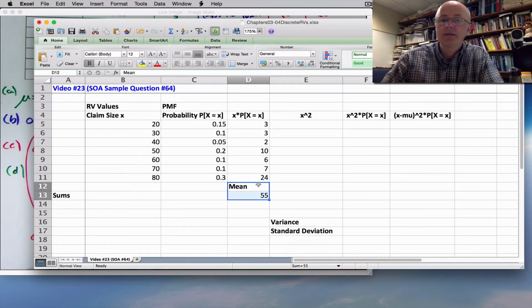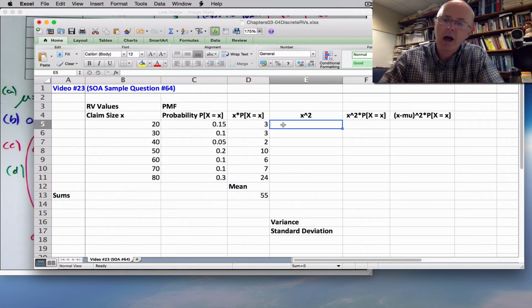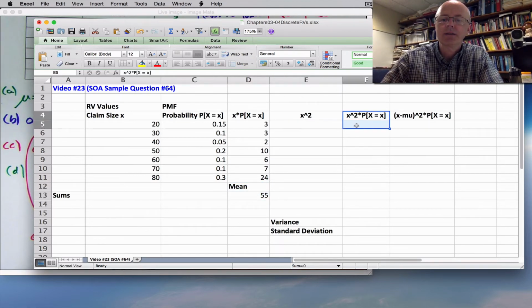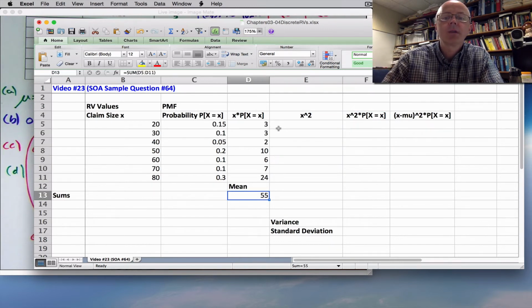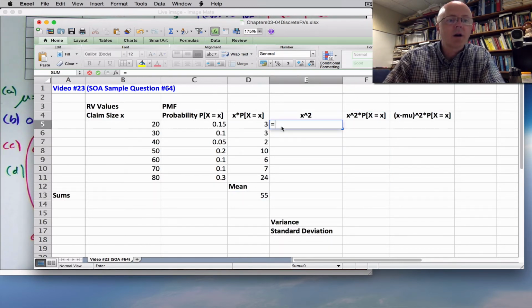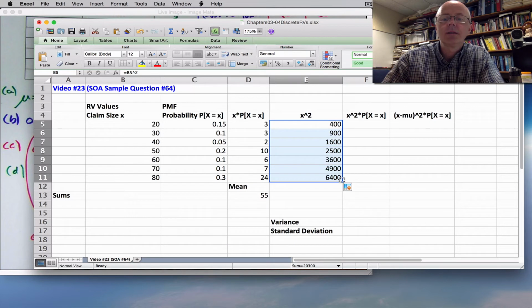Let's calculate the variance and standard deviation with the spreadsheet both ways. Actually, I'm going to do it the second way first. That's the computational formula. I'm going to calculate these quantities and add them up, and then subtract the squared mean from the sum, which is the second moment, to get the variance. So the values of x squared are, in this case, the formula would be equals B5 squared. We'll calculate 20 squared, which is 400. Click and drag or copy and paste. These are the values of x squared. The sum of these is the second moment.